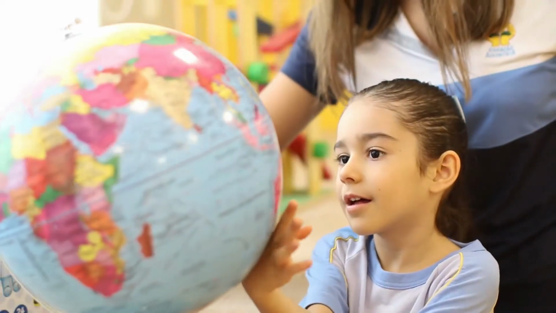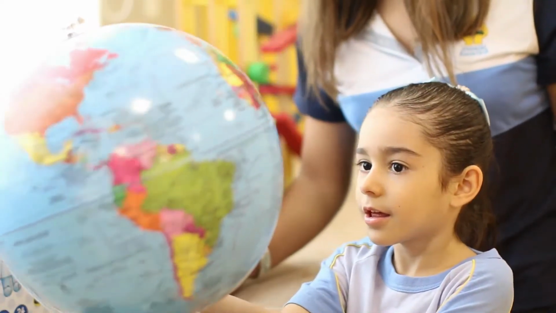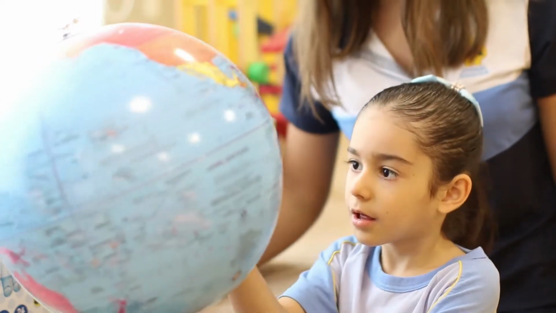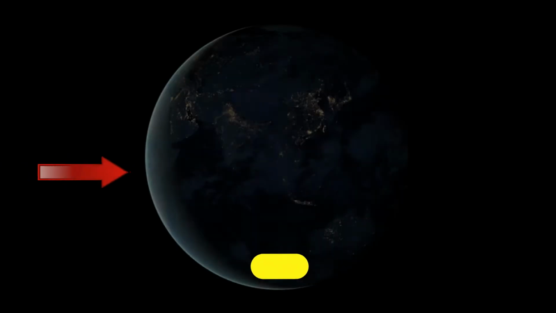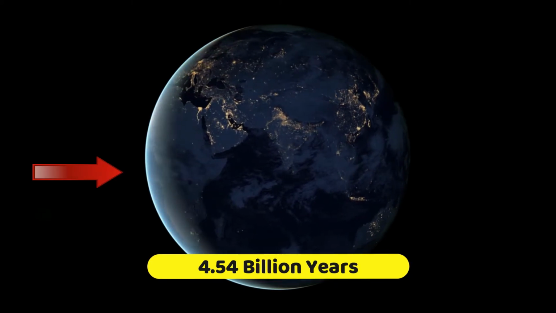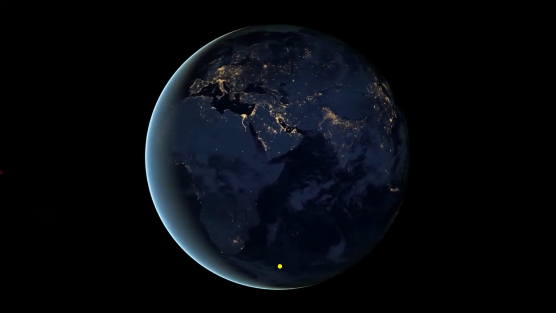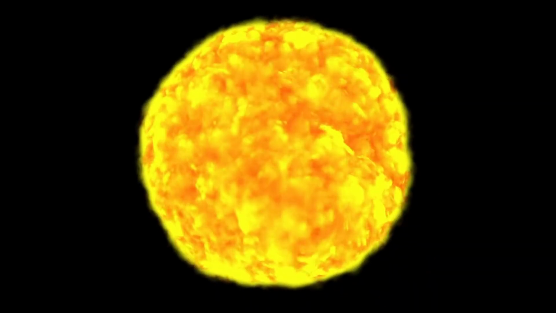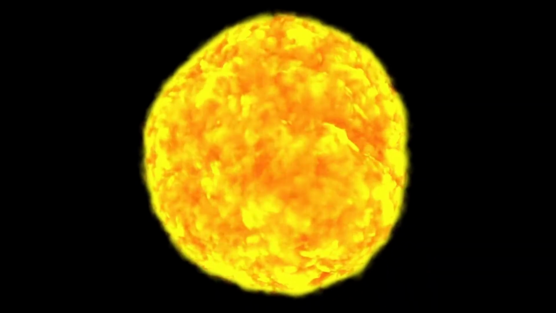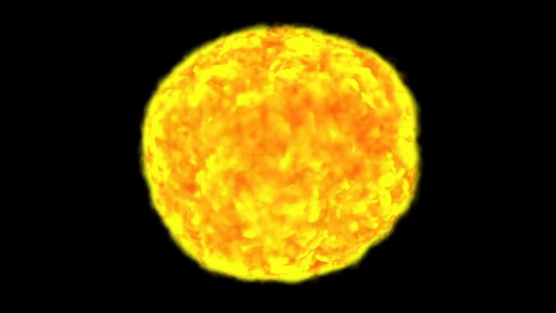Dear students, in today's class we are going to discuss our beloved Earth. It is estimated that about 4.54 billion years ago our Earth came into existence. At that time it was very hot, just like a ball of fire.